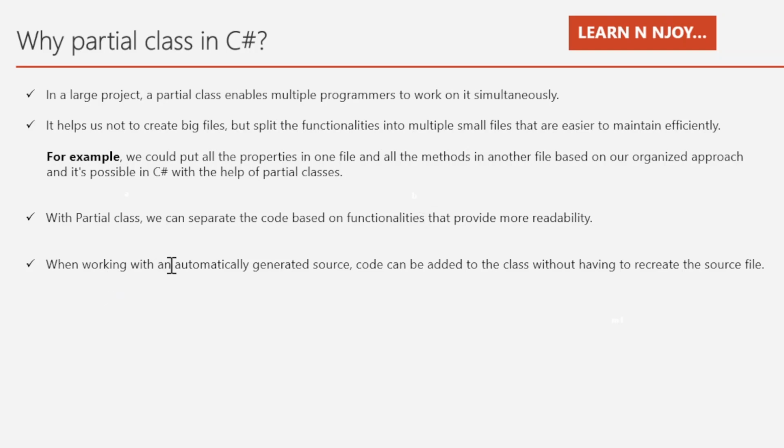Number four, when working with an automatically generated source, code can be added to the class without having to recreate the source file. What does it mean is, with the help of partial class, we can add new code to a class without touching the auto-generated code. That's how partial classes in C# help us.